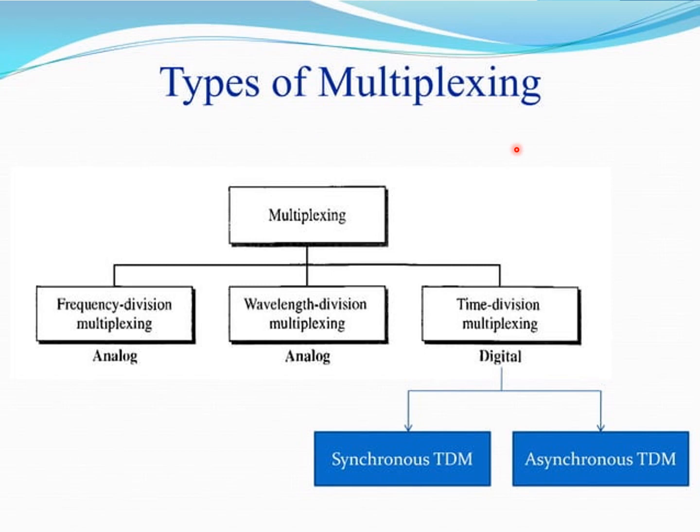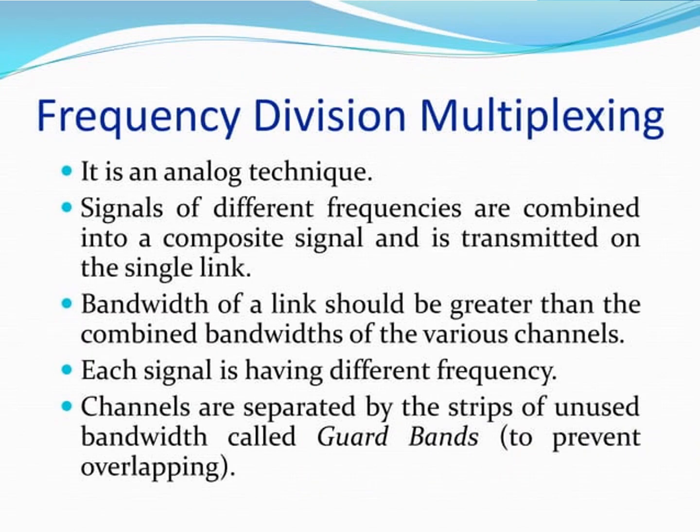Types of multiplexing: we have three different types. One is frequency division multiplexing, the other is wavelength division multiplexing, and the third is time division multiplexing. In time division multiplexing, we have two different types: synchronous time division multiplexing and asynchronous time division multiplexing. Frequency division multiplexing and wavelength division multiplexing are analog, and time division multiplexing is digital.